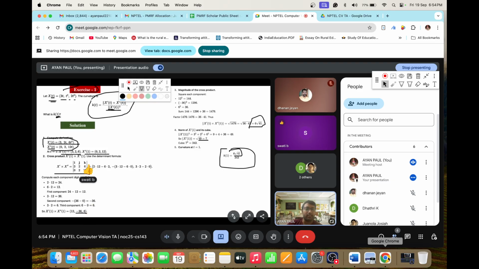So any doubt regarding this? Anyone, any doubt how we have calculated x dash t cross x double dash t, mod of it, divided by x dash t cube? And again, mod means magnitude of x dash t, cubed. So that is how we calculate the curvature at a point.